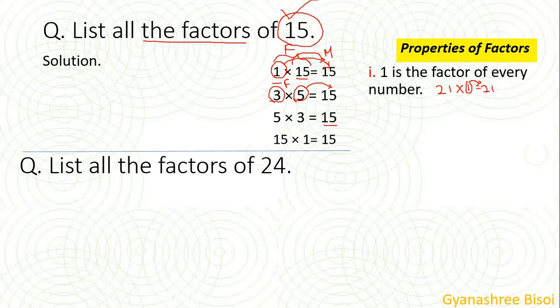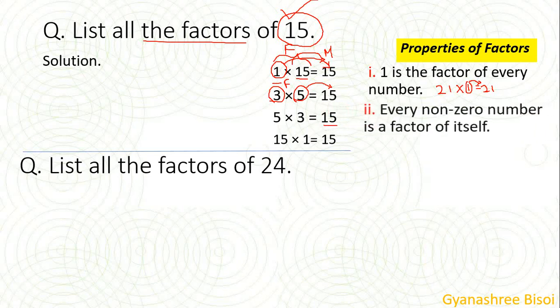I know you can do it. You can take any number and multiply it by 1. Then what will be the answer? The same number will be the answer, right? So, 1 is a factor of every number. Every non-zero number is a factor of itself.